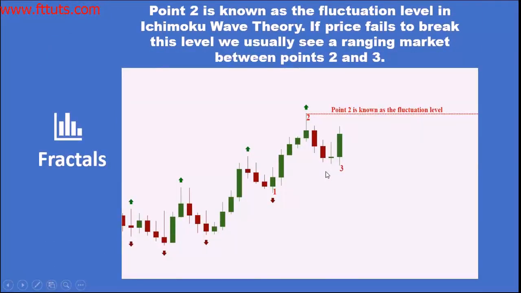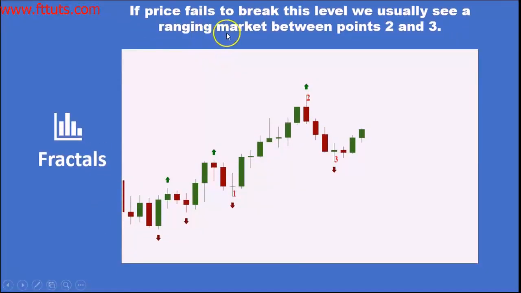Point 2 is known as the fluctuation level in Ichimoku wave theory. If price fails to break this level, we usually see a ranging market between points 2 and 3. So price needs to violate this level, and if it doesn't, so when price comes up to this level and it can't violate it, that's when you start to see ranging. Not just when price fails to violate 2, it'll usually violate 3. But if price comes up to 2 and fails to violate 2, that's when you start to see a ranging market. So if price fails to break this level, we usually see a market ranging between points 2 and 3.